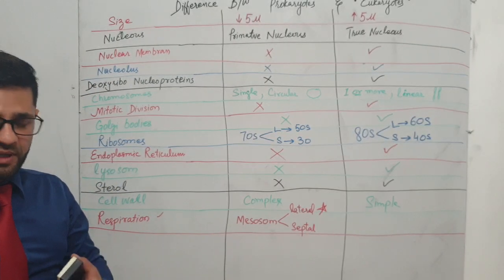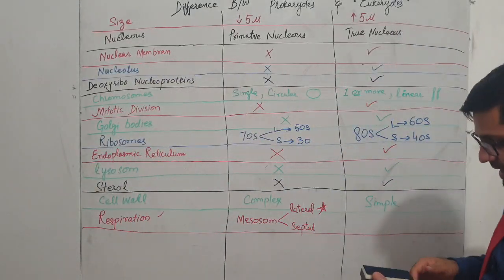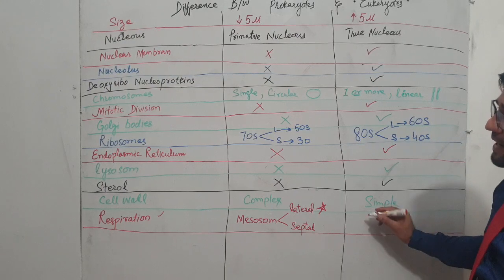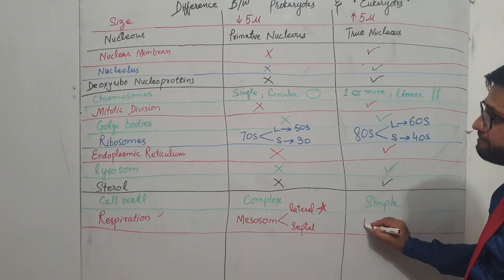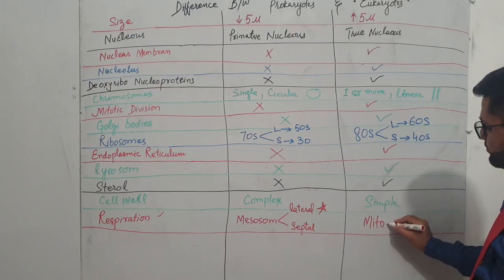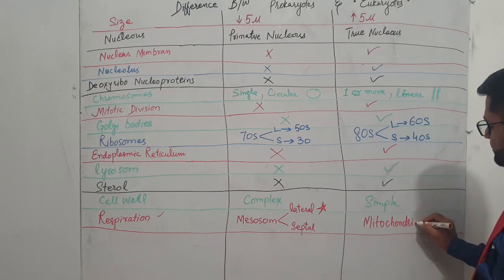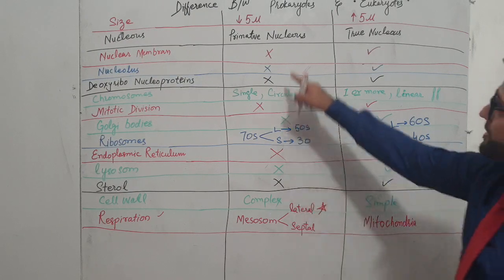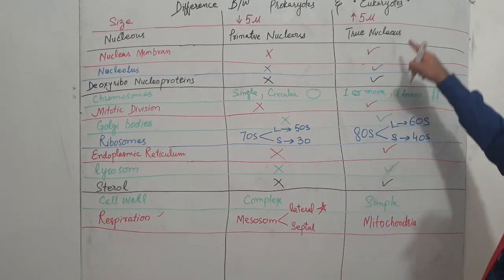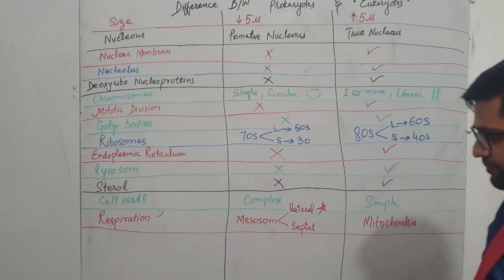of ATP. Okay, and the respiration process in the eukaryotes is done by the mitochondria. And mitochondria is absent in the prokaryotic cells, while mitochondria is present in the eukaryotic cells. Clear?